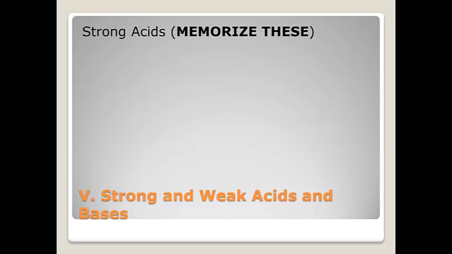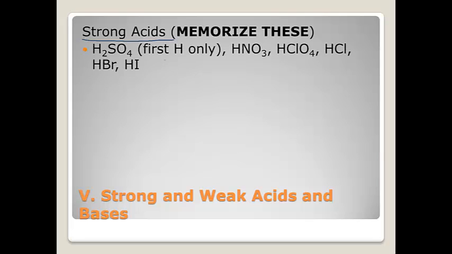So how do you know if an acid is a strong acid or a weak acid? You have to memorize the strong acids. If it's not one of these, then it's a weak acid. Make sure you know the names of these things. Write them down. This is sulfuric acid. This is nitric acid. This is perchloric acid. Hydrochloric acid, hydrobromic, hydroiodic. Notice Cl, Br, I. Those are halogens.